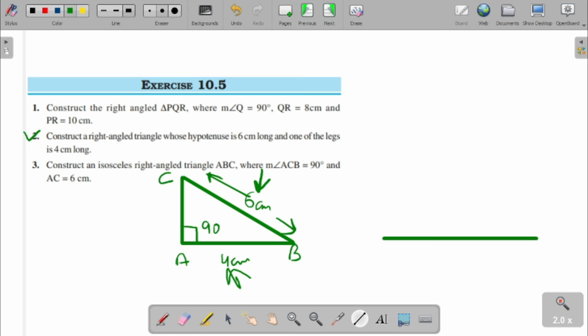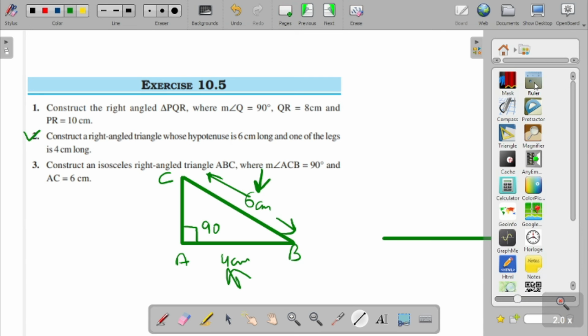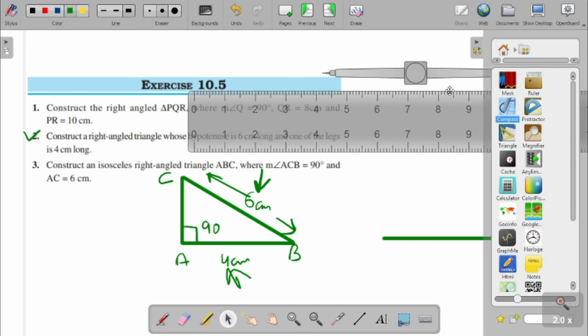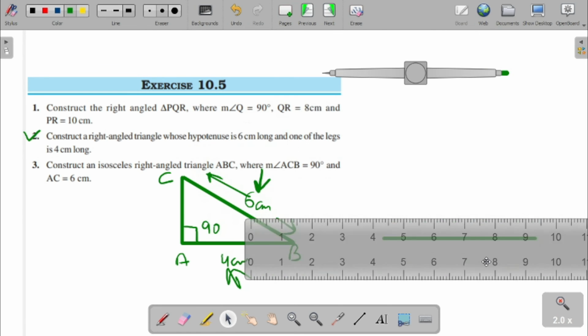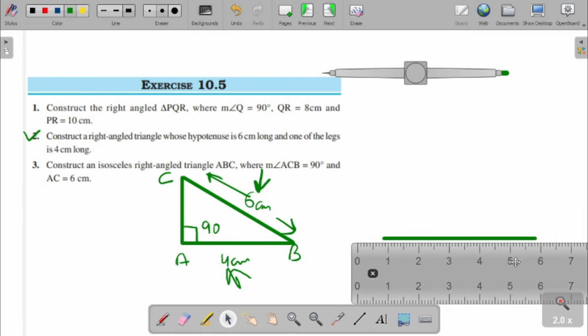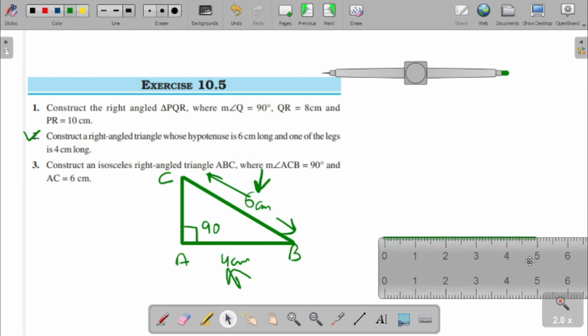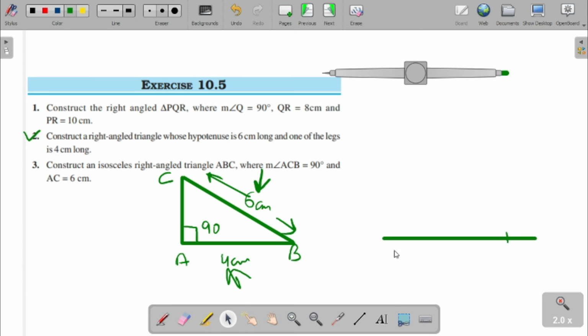first we draw a line, then we measure with the help of ruler. We need compass also. So now we close this one. First we take, this is 4, whether this is 4 centimeter or not, 4 centimeter. So we mark it here 4. Then after we can remove this one. Then we construct 90 degree here. Here we will make 90 degree.